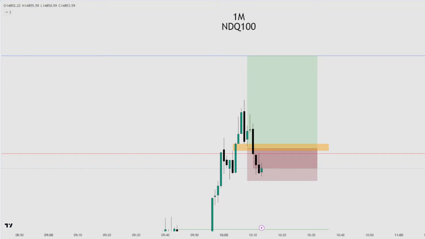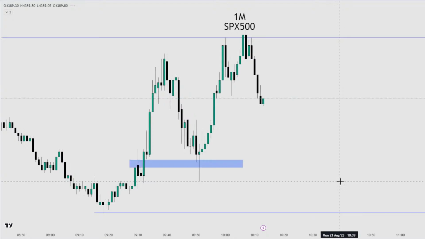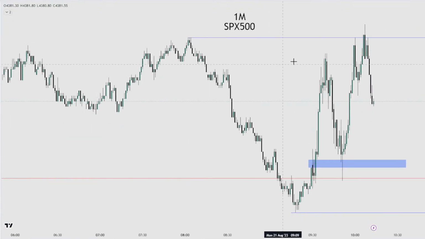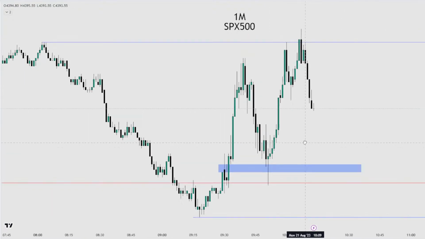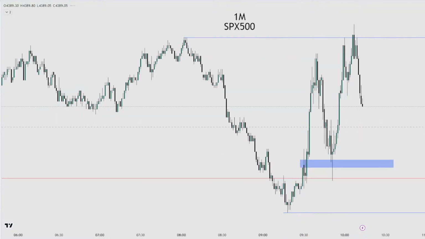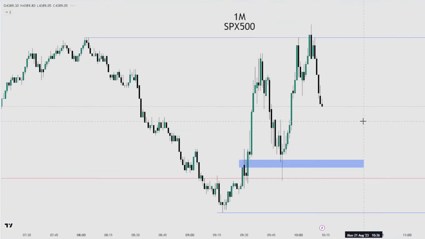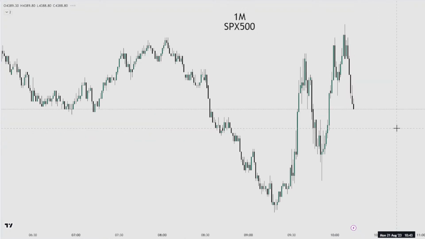As to Judah swing short, yeah, it took equal highs. That's right. That's correct. But I still don't think we're gonna go lower on SPX. Nasdaq, yeah, maybe I'm gonna get stopped.